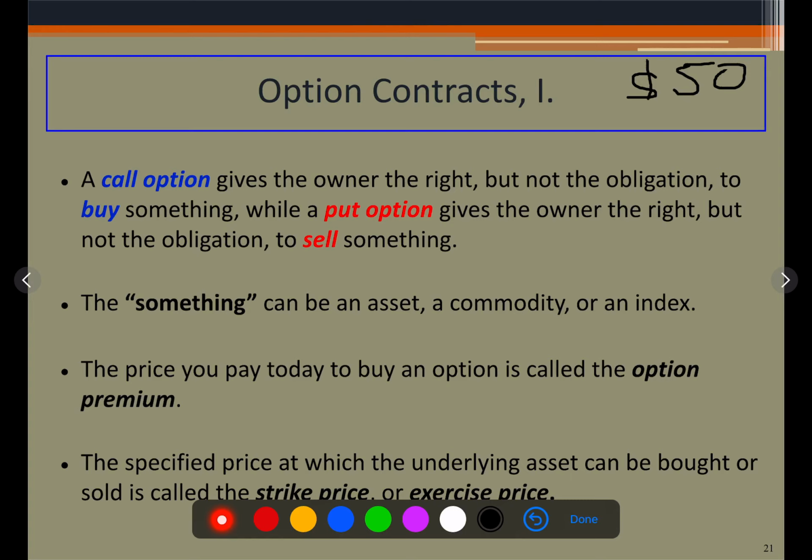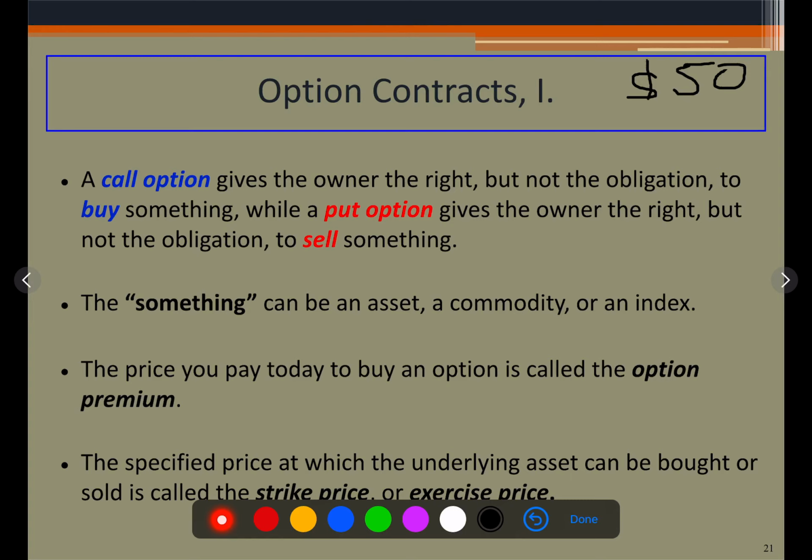Or on the contrary, if the price in the market for that stock is say $45, then he will not exercise the option contract, and he will simply go to the market and buy at a cheaper price. So he will save $5 on each share. These contracts are standardized like futures.